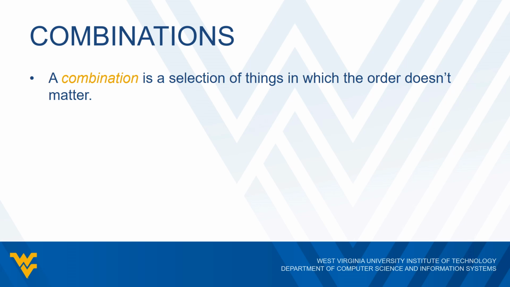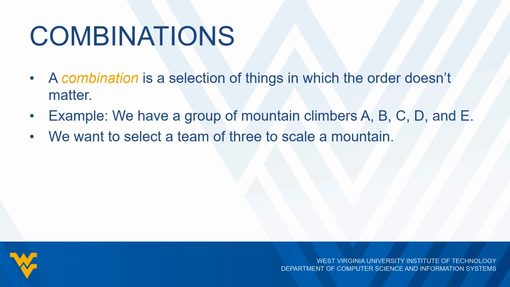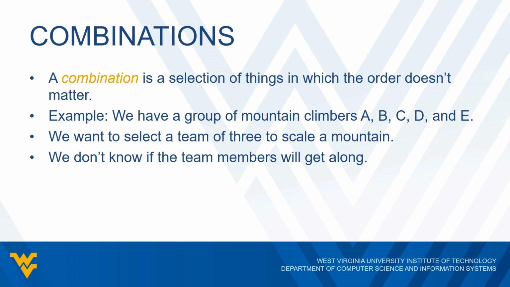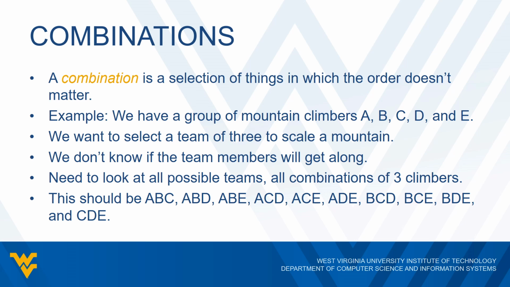So here, let's just do an example. Let's say we have a group of mountain climbers, and we're just going to call them A, B, C, D, and E. And what we want to do is pick 3 of these members to scale a mountain. But we don't know if these team members will actually get along with each other. They might not. So what we want to do is take a look at all possible teams. So we want to look at all combinations of 3 climbers. So what would be those combinations? Well, here we would have ABC, ABD, ABE, and then ACD, ACE, and then ADE, and then BCD, BCE, BDE, and CDE. So these are all the different ways that we can pick 3 climbers where the order does not matter.